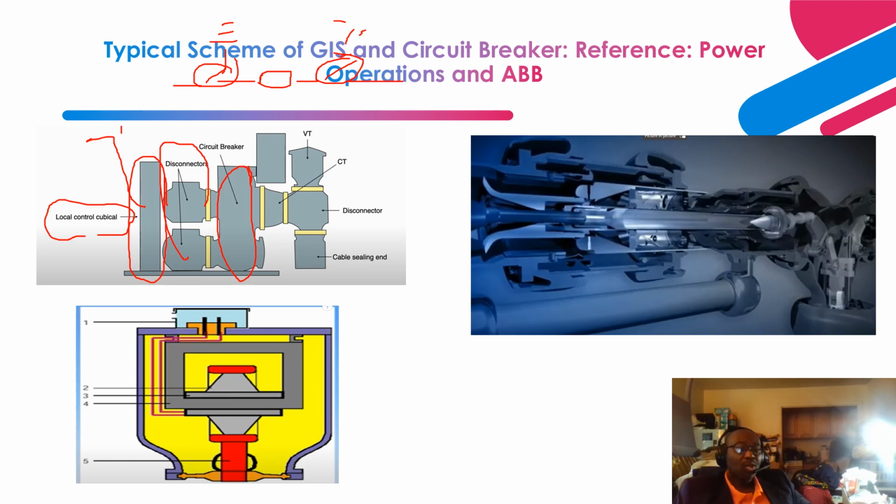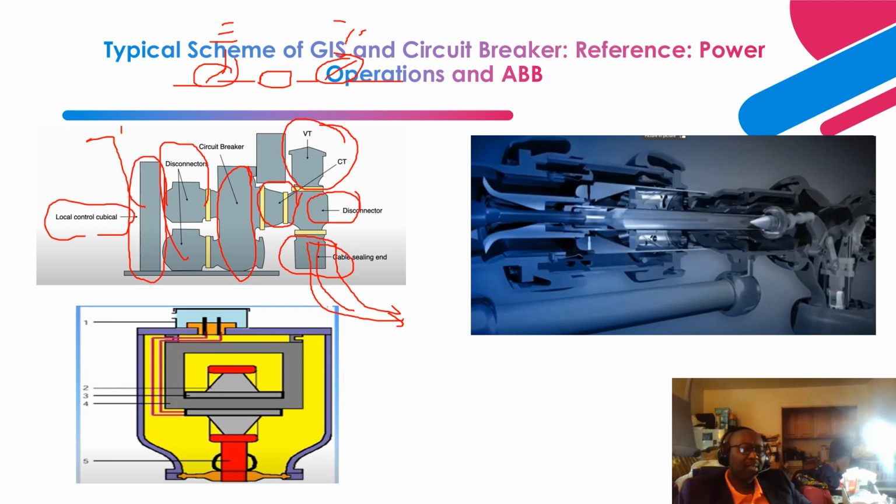Then you have a CT, a current transformer, and its goal is to provide secondary parameters for metering and also for protective relay. Then you have a voltage transformer located over here. Similarly, it provides parameters for metering and protective relay. This side is the cable sealing end, which is the feeder. The three cables, one for each phase, are integrated here. This is where the feeder going out comes from.